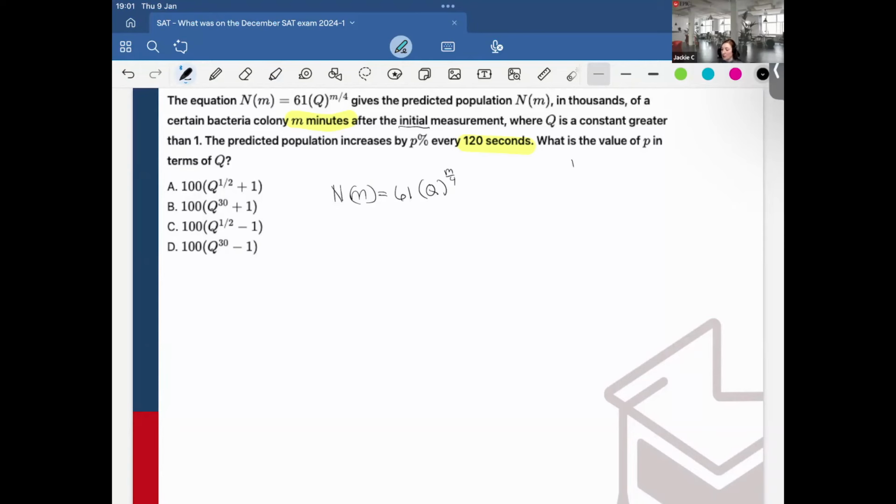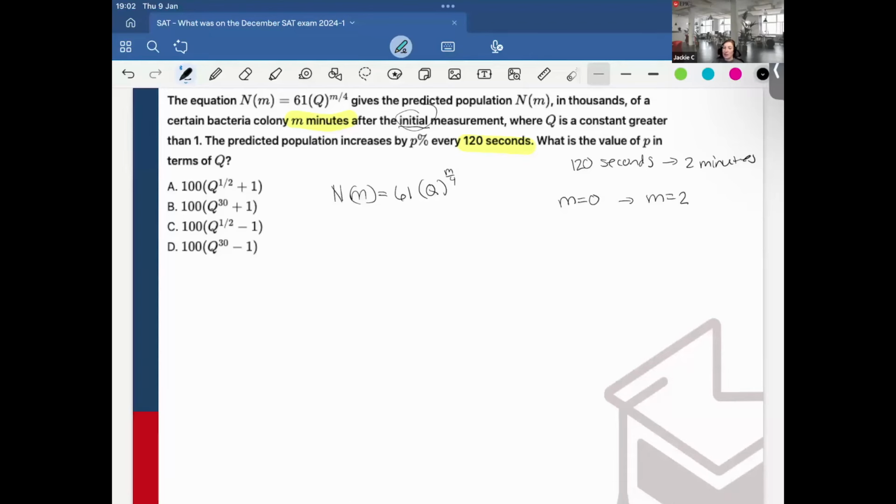So first, I know 120 seconds is the same as 2 minutes. So I can have everything in terms of minutes. So like it says the initial measurement, that would be at 0 seconds. So when I go from m equals 0 to m equals 2. Okay.